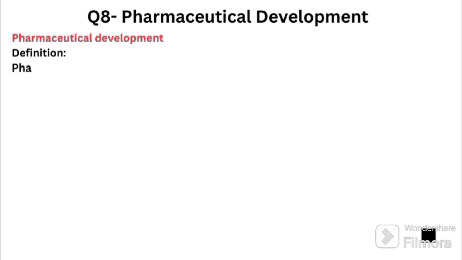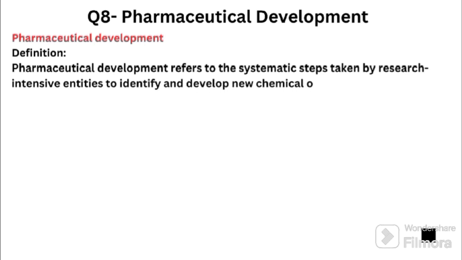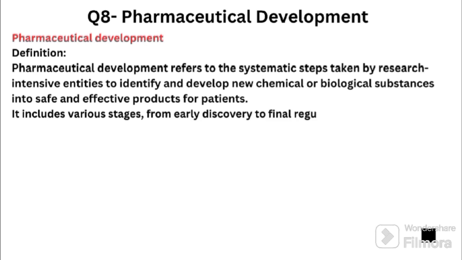Q8 means pharmaceutical development. How can we define this one? It refers to the systematic steps that are taken by the research people or the manufacturer or the formulator in order to identify and develop a new chemical or biological substance into a safe and effective product for the patient. It includes various stages from early discovery up to the final regulatory approval.